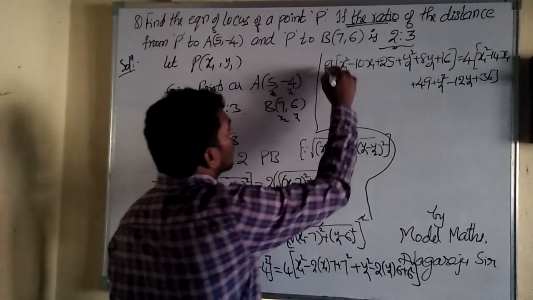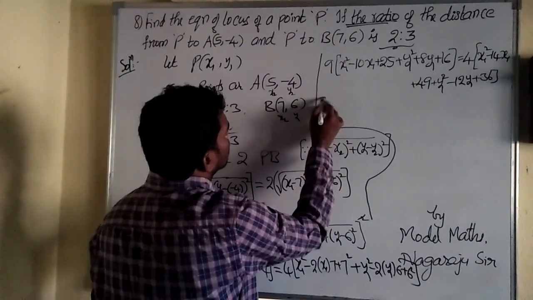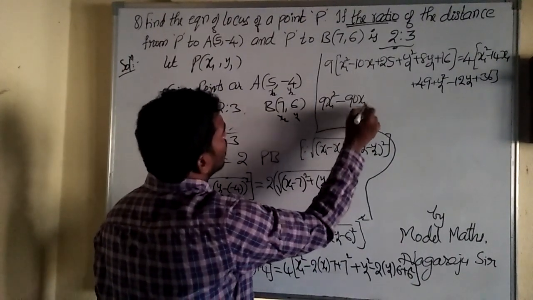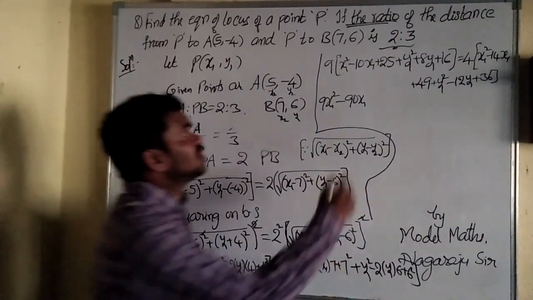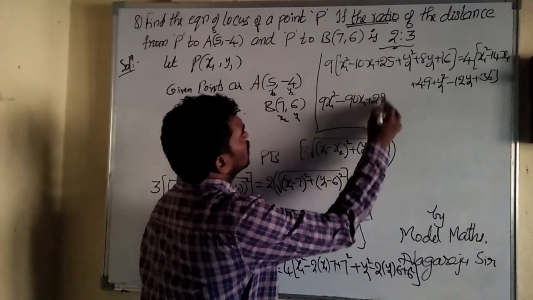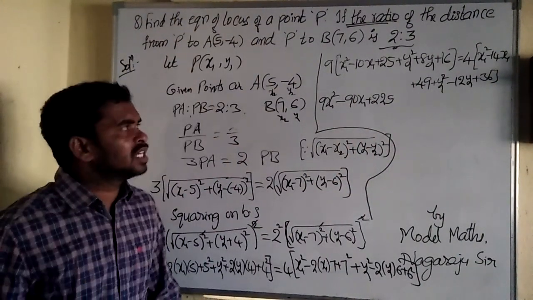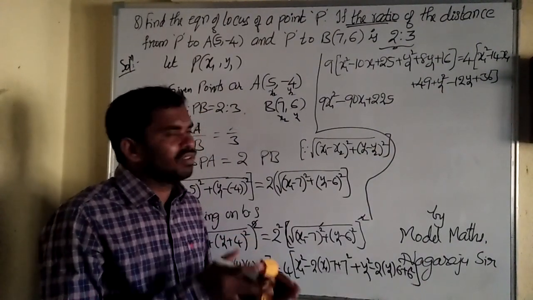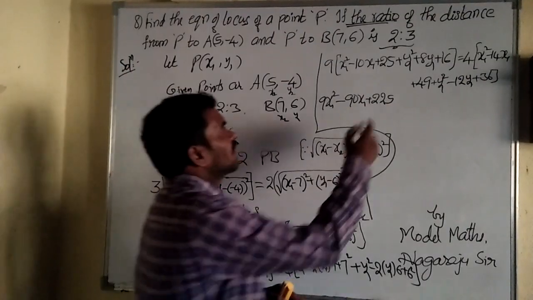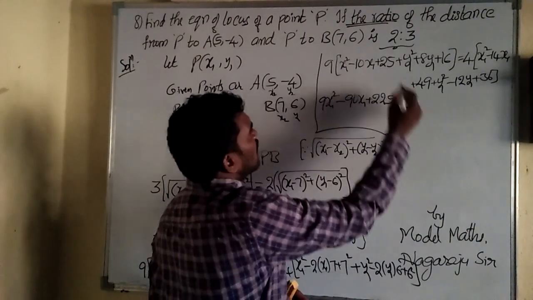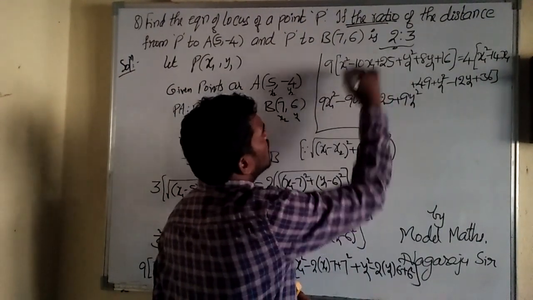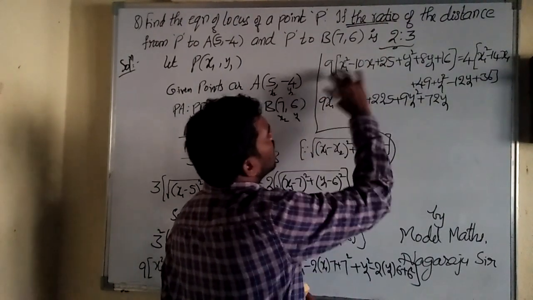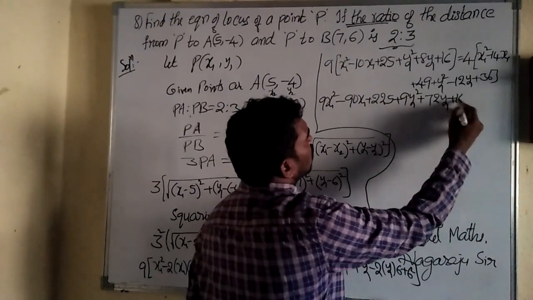Then what next? 9 into x1 square, so 9x1 square, 9 into 10, 90x1, 9 into 25, how much? 225. I will tell you shortcuts in some other video about how to multiply in a simple way, in 1 second, 2 seconds. Plus 9 into y1 square, 9y1 square, 9 into 8, 72y1, and 9 into 16, 144, and is equal.